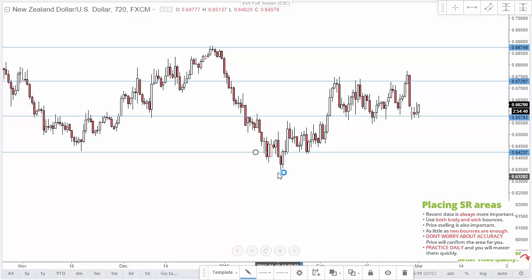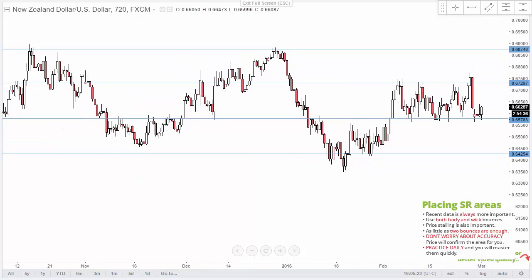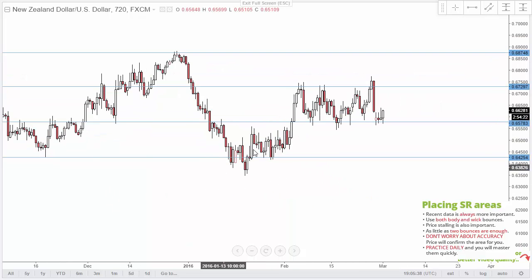So why am I placing it here as opposed to down here? I'm placing it here because here we have more bounces. We have a wick bounce there that's pretty strong. We have a bounce here before it broke through, but then we have a bounce here again. So, you know, I'd rather place it here. I feel more comfortable placing it there because we have more bounces there.